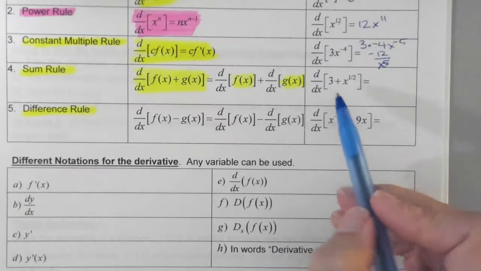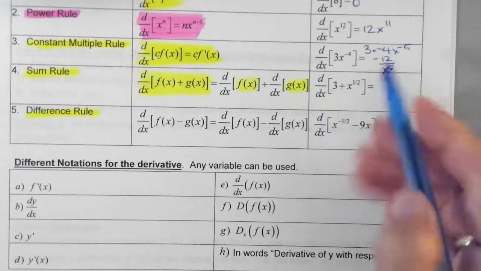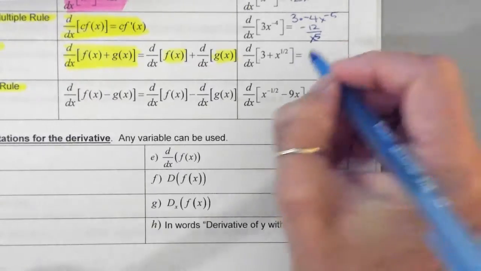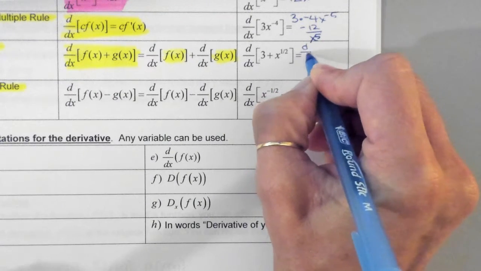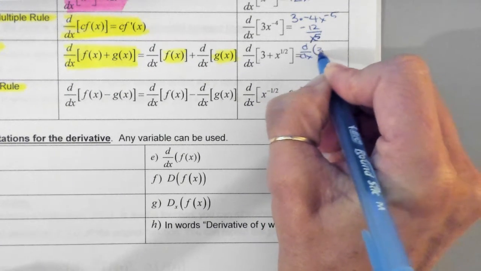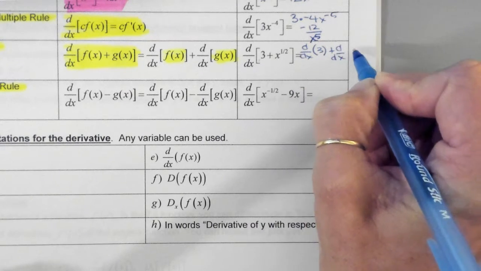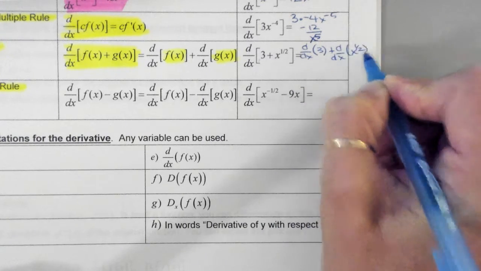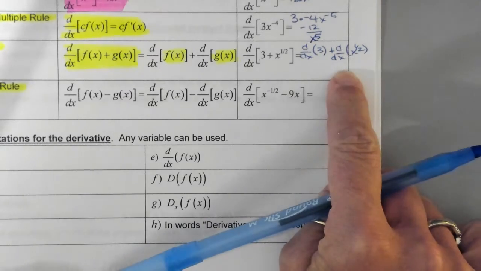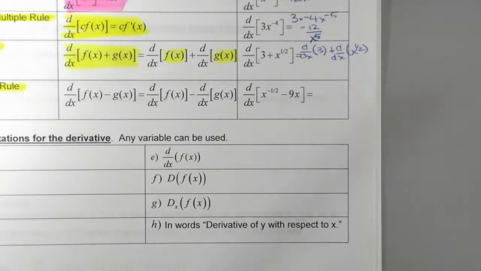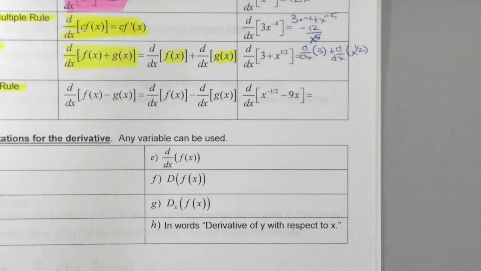Okay, so for example, this is the sum. We're saying take the derivative, and I'll write it out. Basically we want to take the derivative of 3 plus the derivative of x to the 1/2. Now, I would not expect you to write this out. Just take the derivative. So what's the derivative of 3? 0. Yeah, it's 0. It's gone.